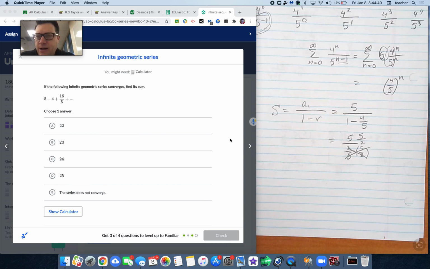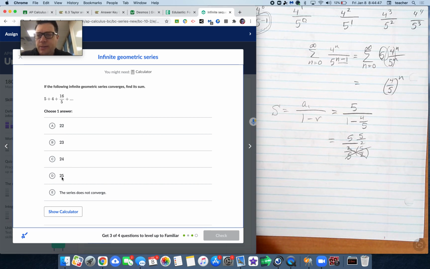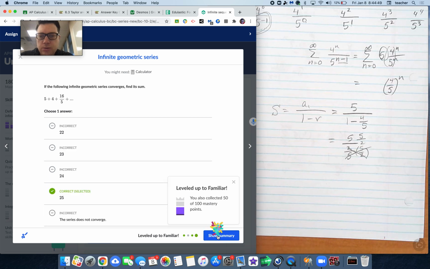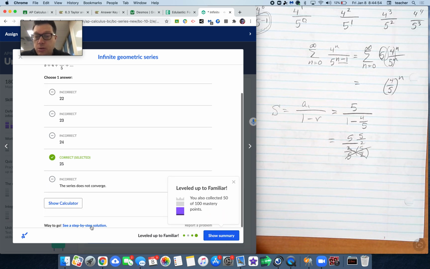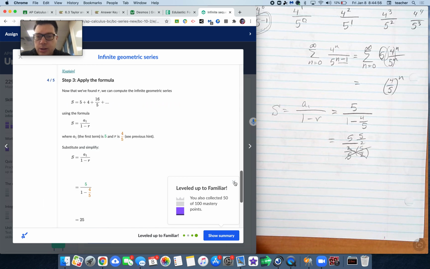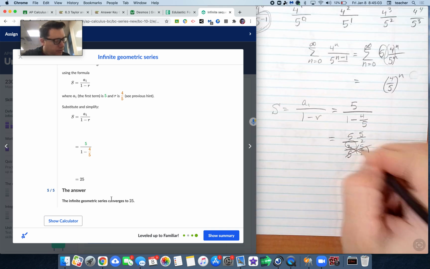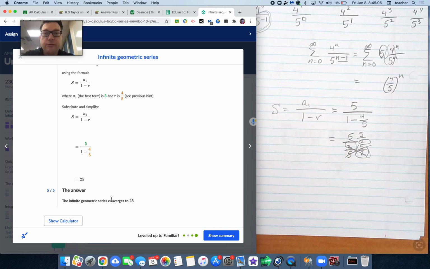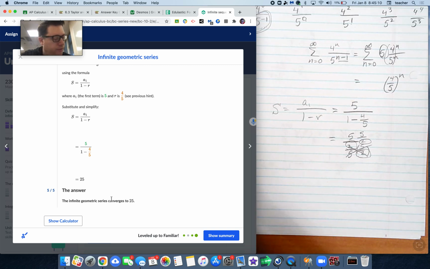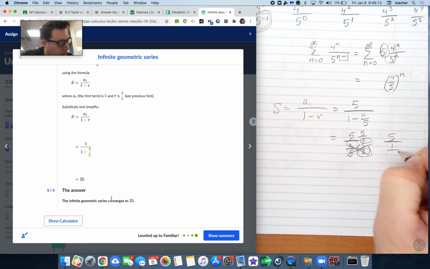I don't see 25 over 2 as an answer. So let me just check and see, and I guess this is where I'm going to say maybe I'm wrong, but I want to figure out what I need to see to understand why that works. Show a step-by-step solution. I did that part. How is my math? Oh my word, you probably were screaming at me the whole time. Where's the 2 coming from? I don't know. I thought 1 minus 4/5 is 2/5. It's 1/5. 5 over 1/5.